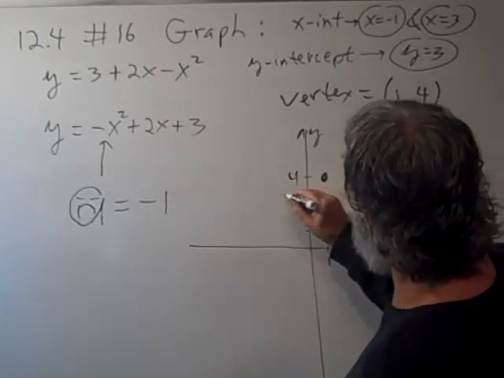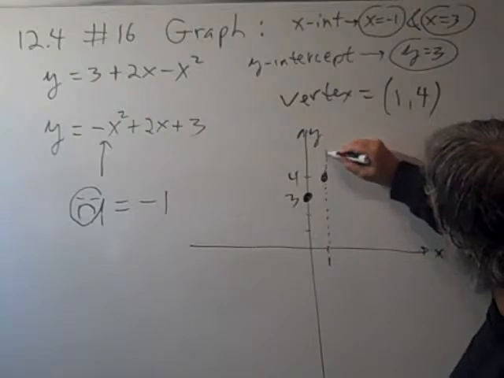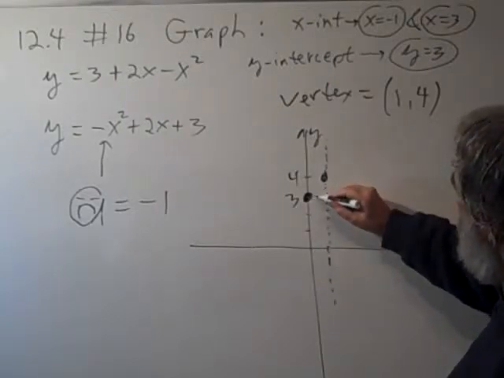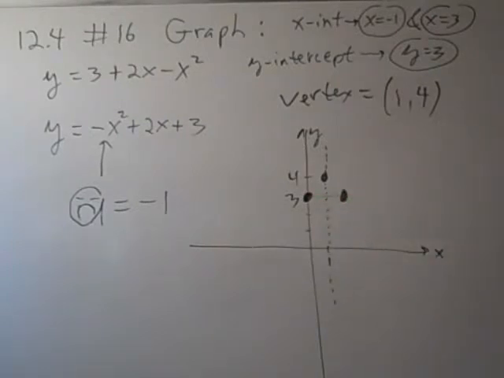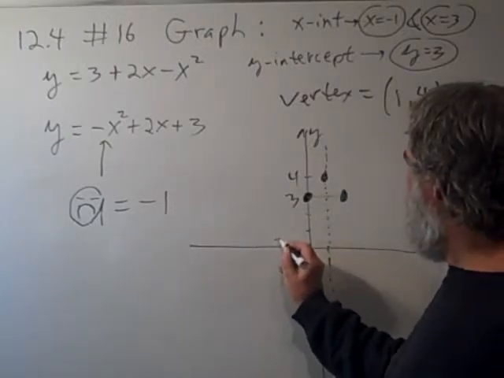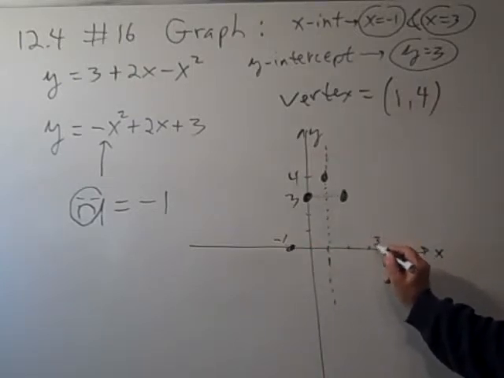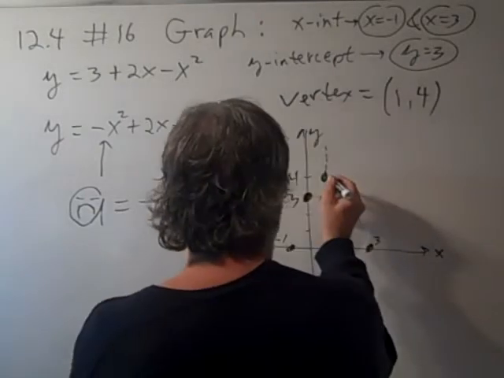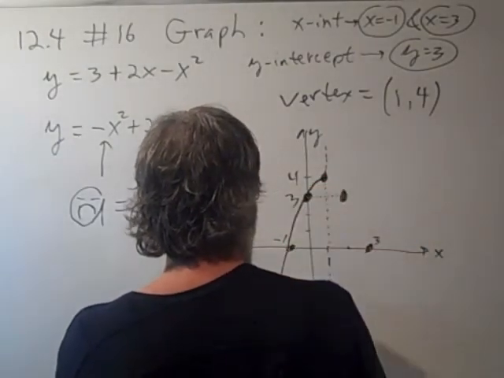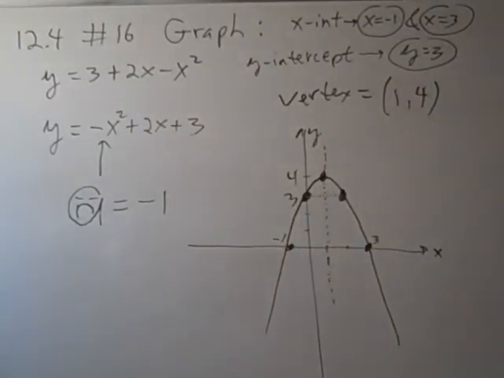It goes through the y-axis here at 3. The axis of symmetry is this, by the way. It goes through the center, through the vertex. And so we get a free point on the other side of the axis of symmetry, reflecting the y-intercept. We also have two x-intercepts at negative 1 and at 3. So let's graph this guy. Now we have all these points. And there it is, the graph of this parabola.